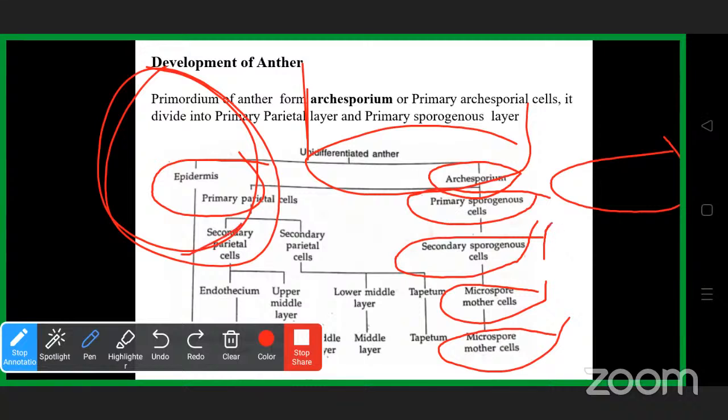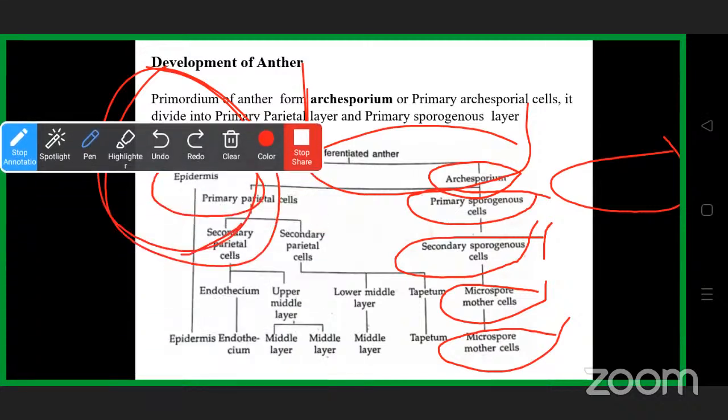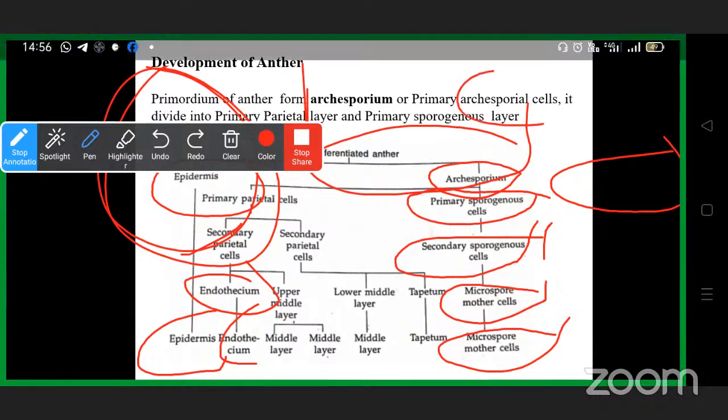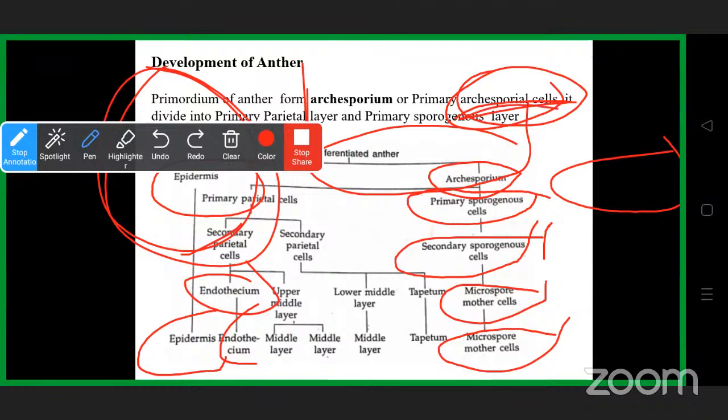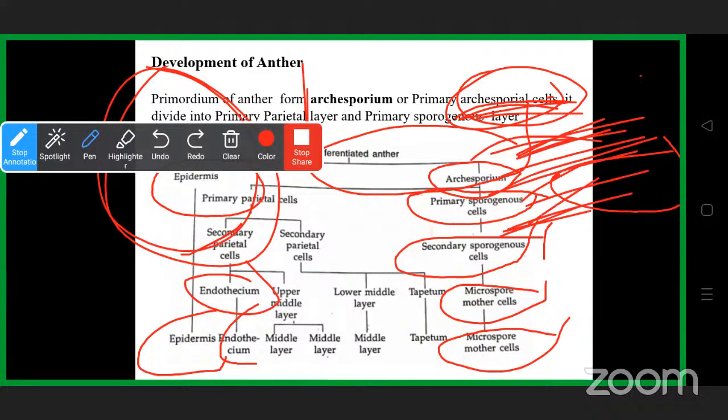Two secondary parietal cells. You see the outer secondary parietal cell is forming the endothecium. Endothecium. And you can see some of the tissues of the primary endothecium are giving space to form multiple layers, to form the multiple layers. That is the reason.